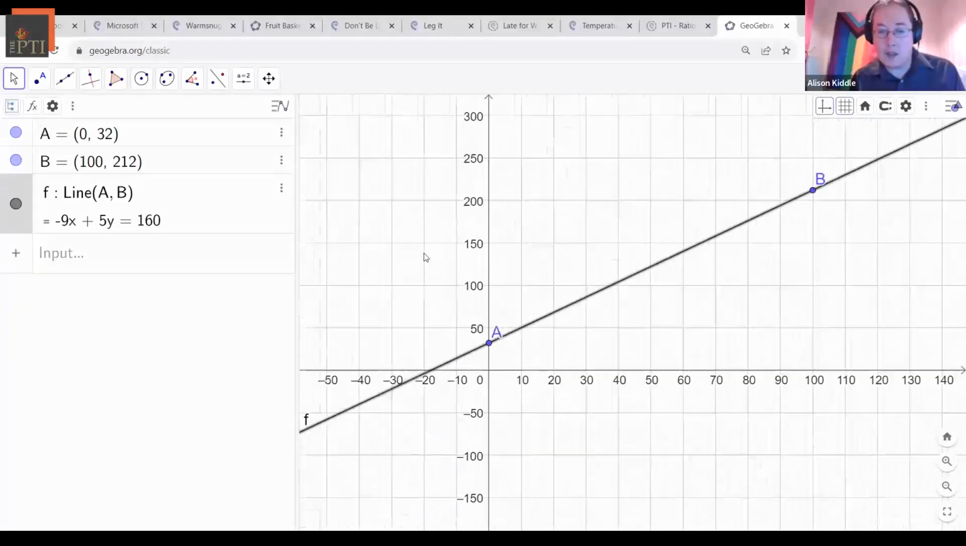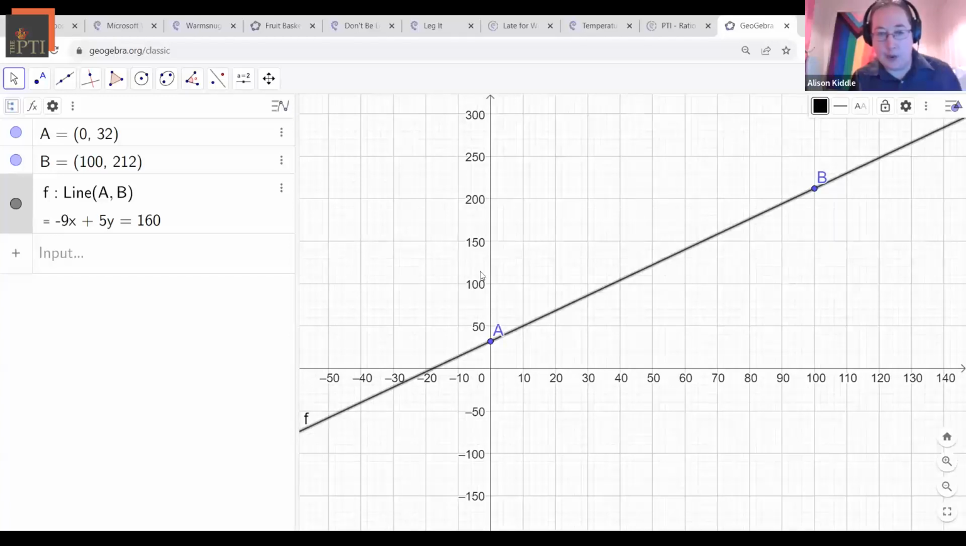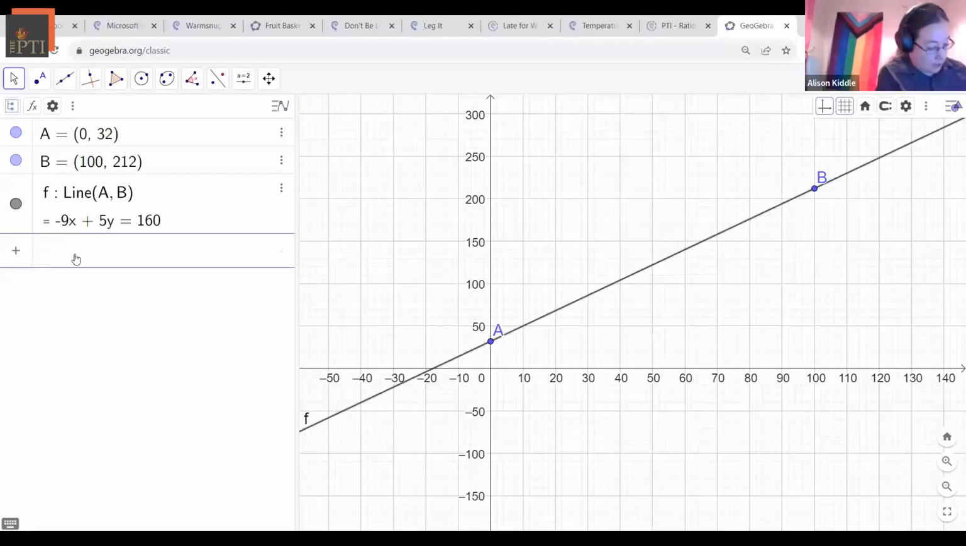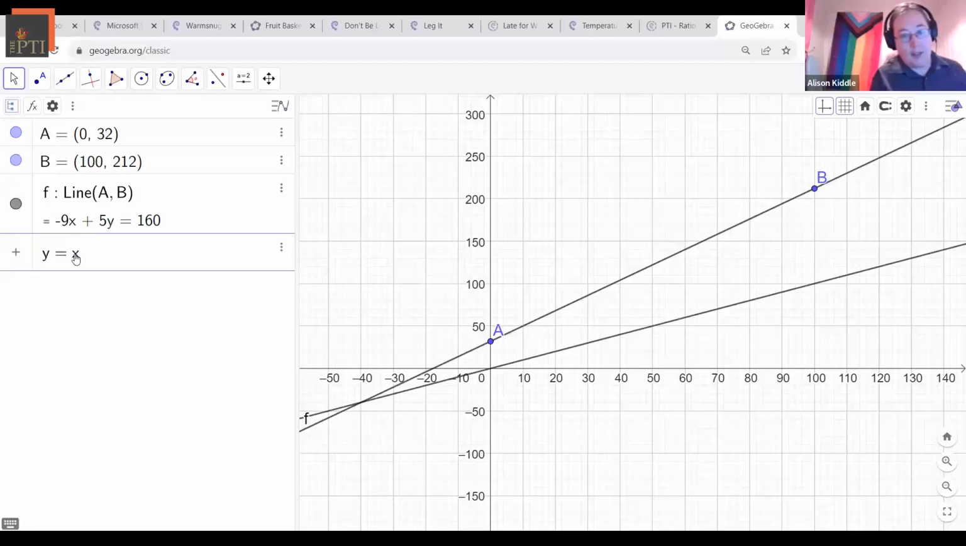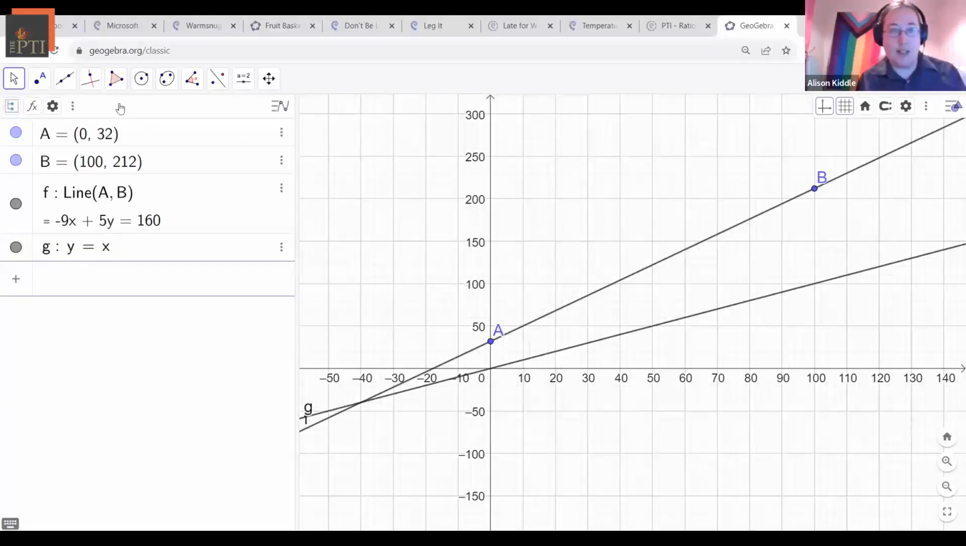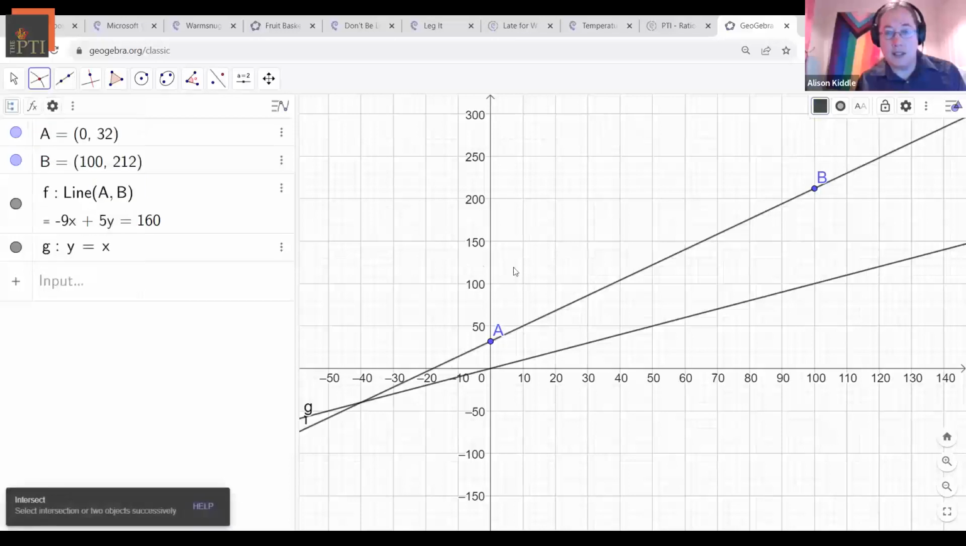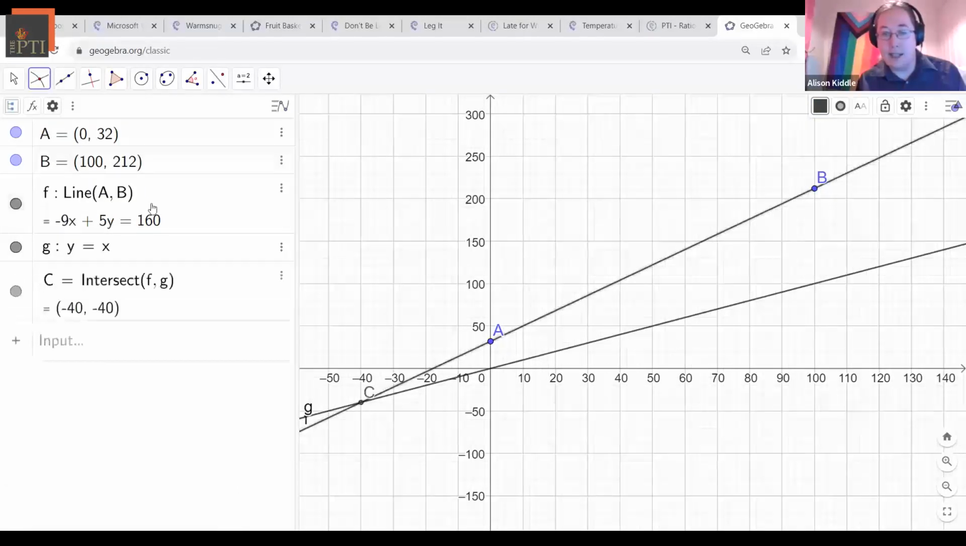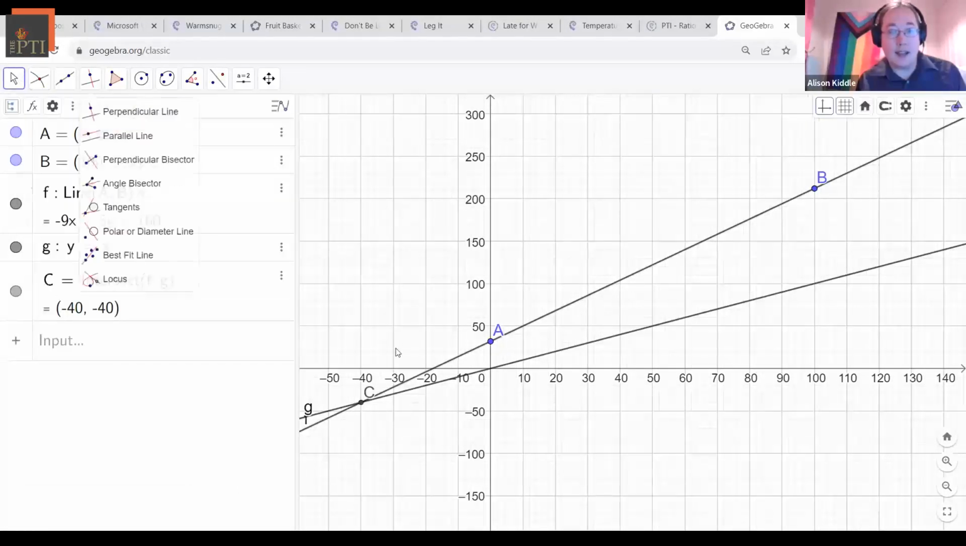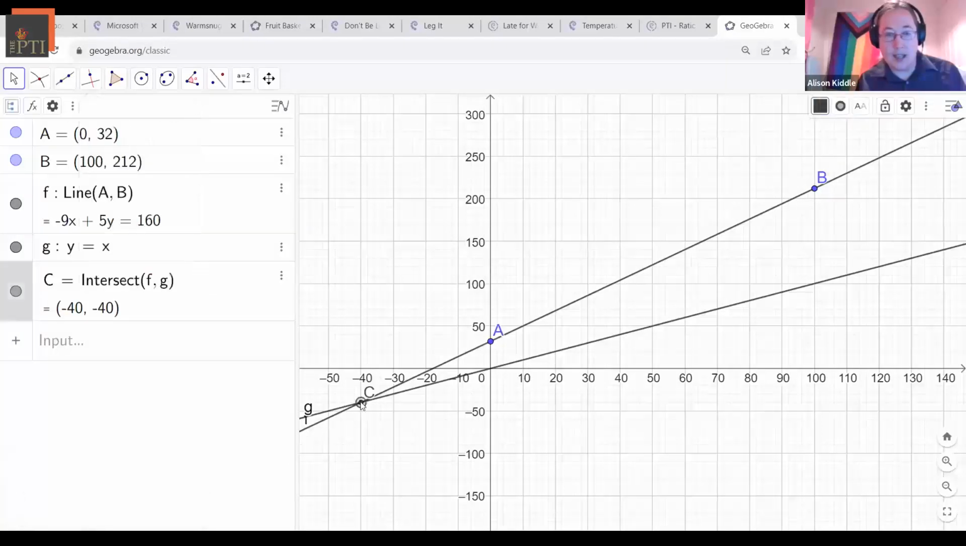And then I could just go down the line and look for a point where they match up, or I could save myself some time by drawing the line where the y coordinate and the x coordinate are the same, and just use the intersection point like this. And then at the intersection point, you can see that the Fahrenheit is negative 40 and the Celsius is negative 40.